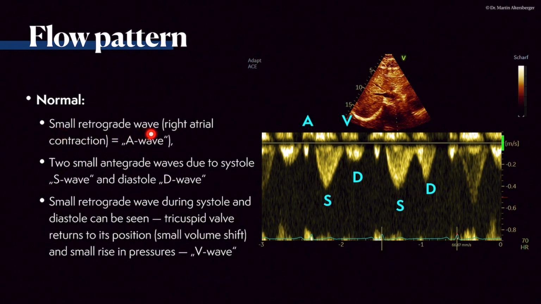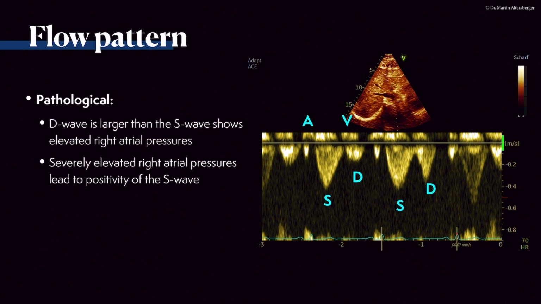So a small retrograde wave, the right atrial contraction, is the A wave that is normal. Two small antegrade waves due to the systole, the S wave, and the diastole, the D wave, should be present, as we have seen here in the signal and the signals before. The small retrograde wave during systole and diastole can be seen as the tricuspid valve returning to the normal position. This is a very small volume shift and just causes a little bit of a rise in pressure, still physiological, which is this V wave. So this is the closing of the tricuspid valve. So systole, diastole, closing of tricuspid valve, and the small retrograde A wave, the atrial contraction.